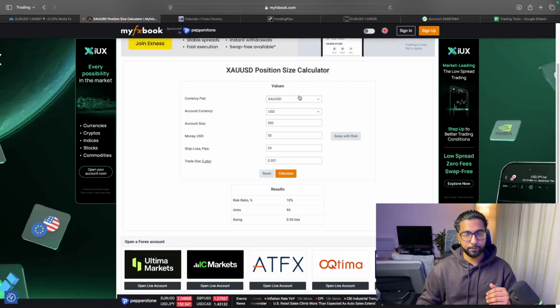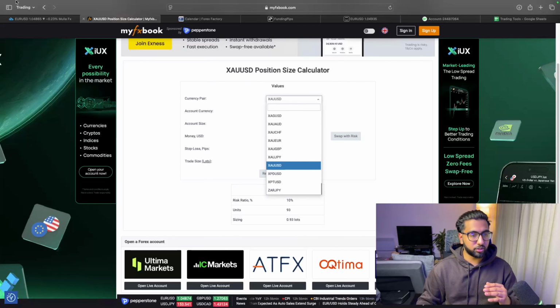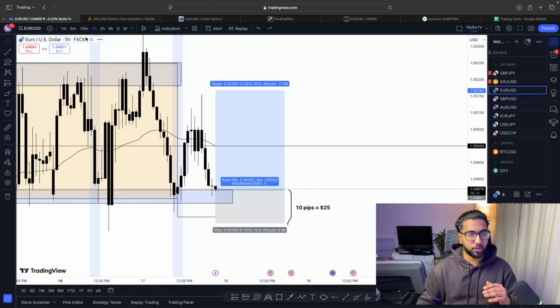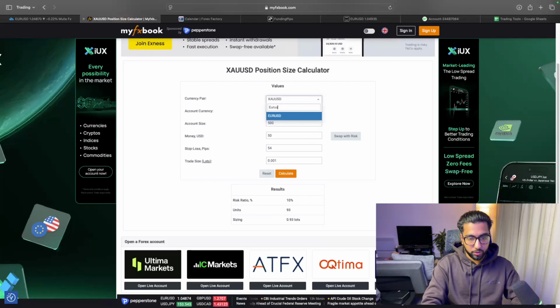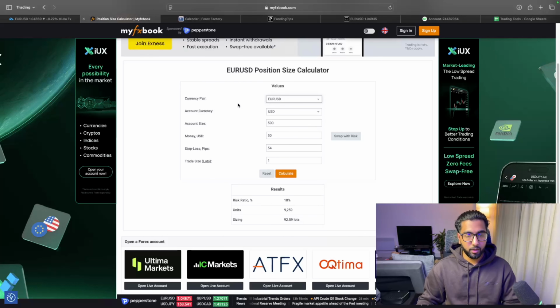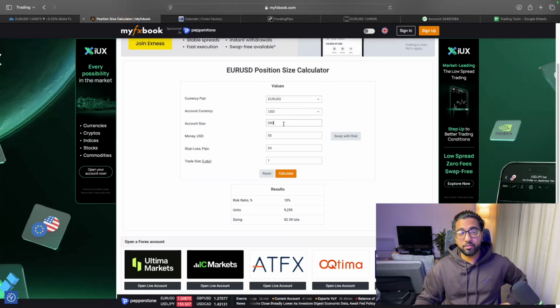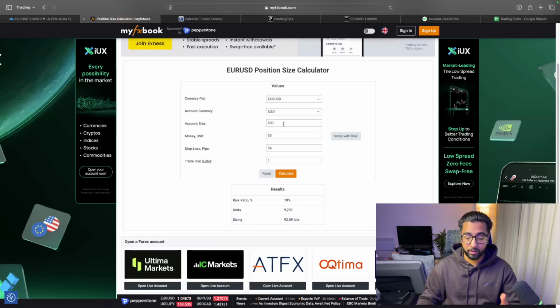You go here and the first question it asks you is currency pair. So go on the currency pair. We said we are looking at Euro USD. Next it asks for the account currency. Depending where you are, it could be whatever currency your account is using. In this case, let's just say it's USD. Account size: for example purposes, let's say we have a $500 account size.